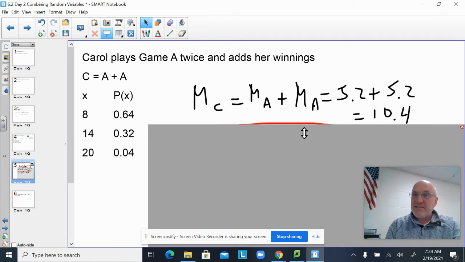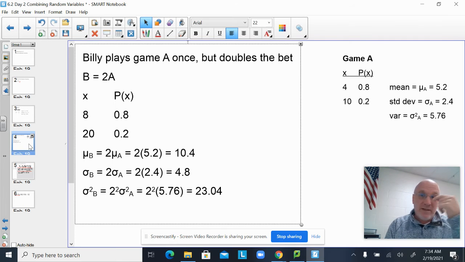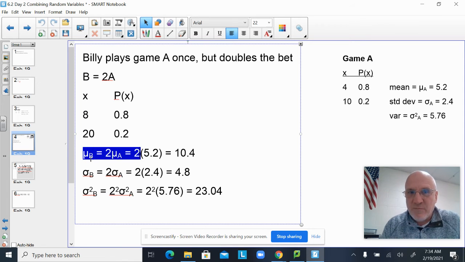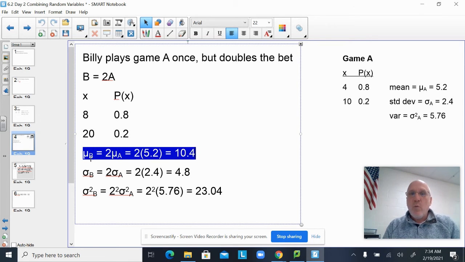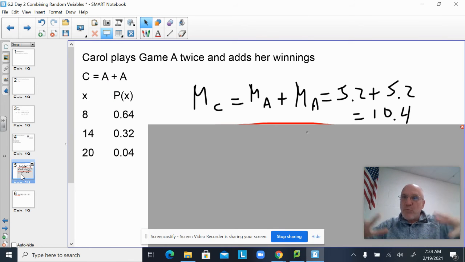And that is the same as it was for Billy. The mean for Billy was just 2 times 5.2, 10.4. So when you compare 2A to A plus A, the mean does not change. They were both 10.4. But how spread out the data is, which is what the standard deviation tells us, is different. And before I do the math, I want that to make sense.